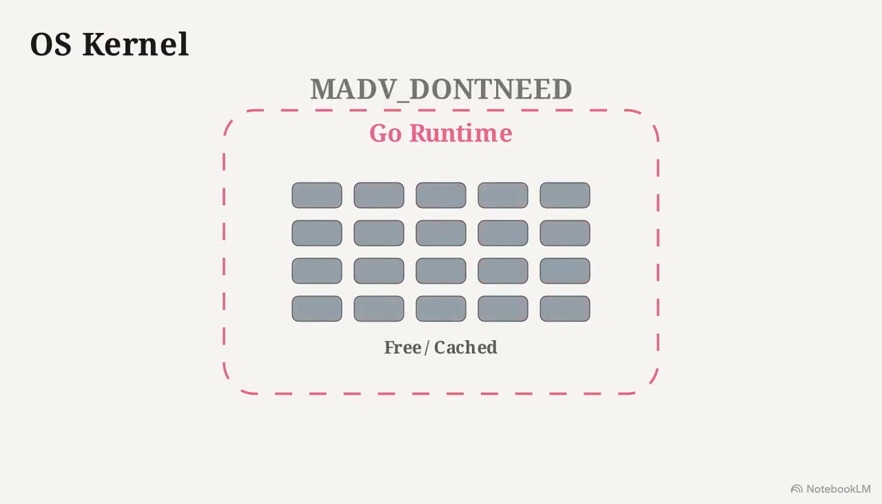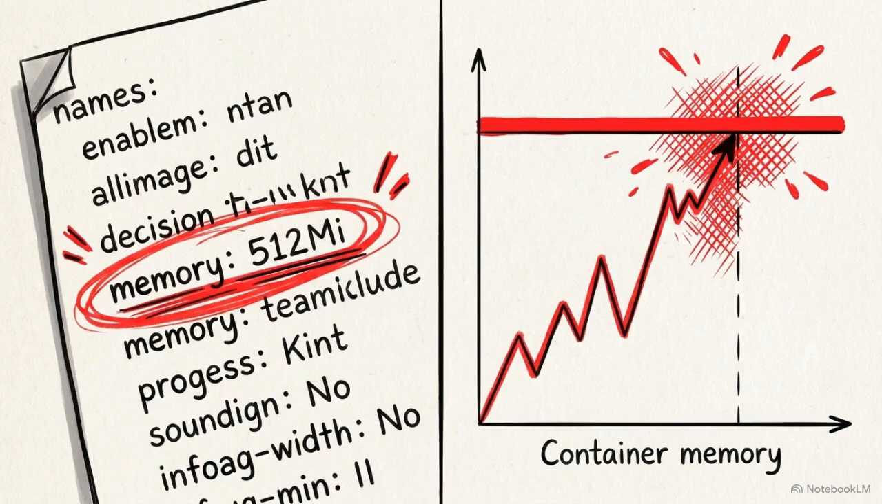Using madvise, Go lazily advises the kernel pages can be reclaimed, but hoards them. Reusing warmed-up virtual memory pages is vastly faster than asking the kernel for new ones. The cost of that speed is severe. Because memory isn't forcefully returned, the operating system still counts those hoarded pages against strict container limits.